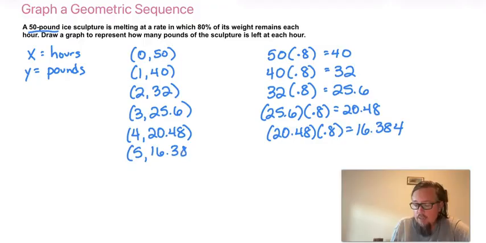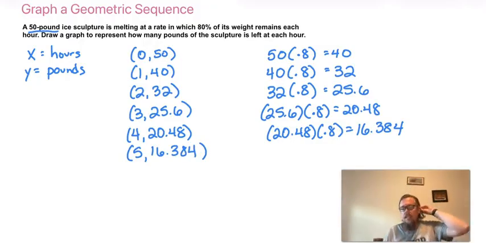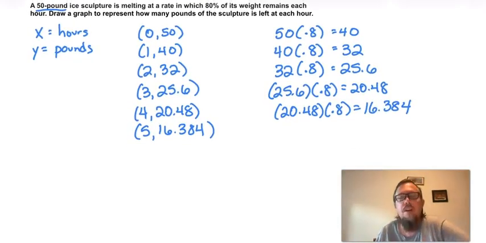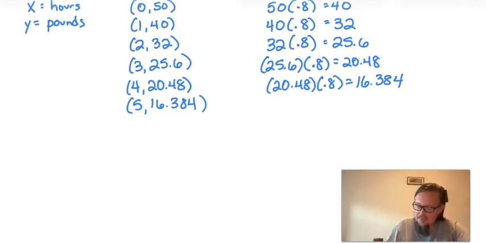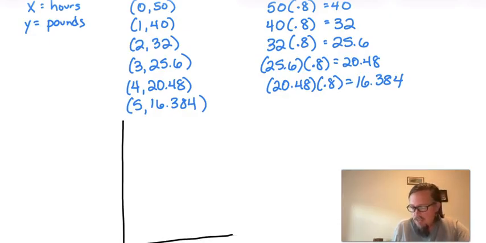Literally, we could go forever because thanks to Zeno's paradox, which you'll learn about in calculus, this sculpture will never completely melt. If we keep going 80% and 80% and 80%, there will always be some ice left. So this could have an infinite number of points. Based on this model, this is the never completely melting ice sculpture. And if you're thinking, that does not make sense, you are right, it does not.